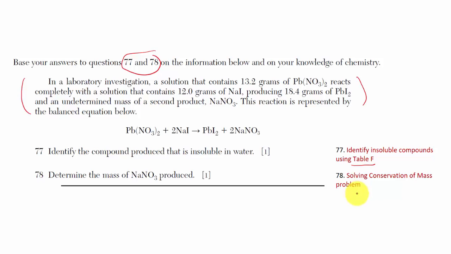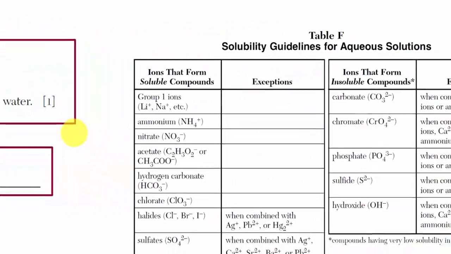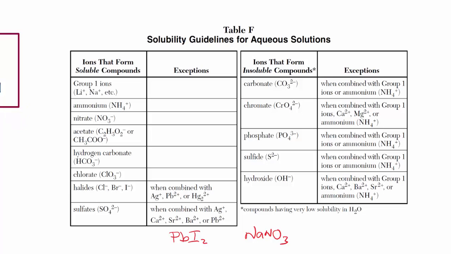So let's take a look at question 77. Question 77, identify the compound produced that is insoluble in water. So we're checking on the lead iodide and the sodium nitrate. Want to figure out which one of these is not soluble. So we'll go to the solubility guidelines for aqueous solutions. This is table F in your reference tables, and we'll try to find the different pieces. Our two compounds are lead iodide and sodium nitrate. So first, let's check the lead iodide.